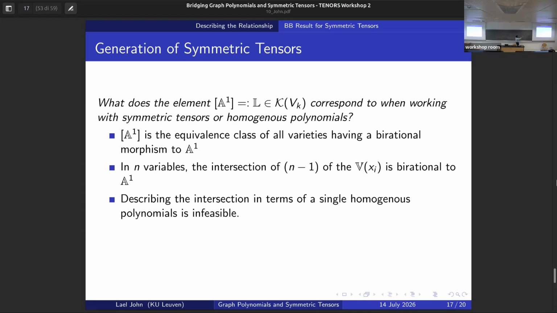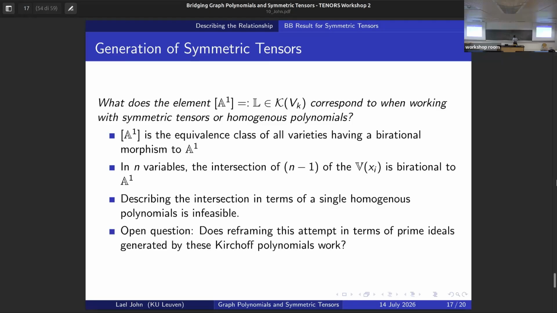So suppose I was able to find an equivalence class of the affine line, then potentially the Berkeley-Brosnan result could be done. But since this is not the case, I have to stop here and try and figure out, is there a way that I then induce a topology from the Grothendieck ring of varieties onto the space of symmetric tensors that allows for this result to carry over? And that's my talk. So that's how I would want to reframe this question.